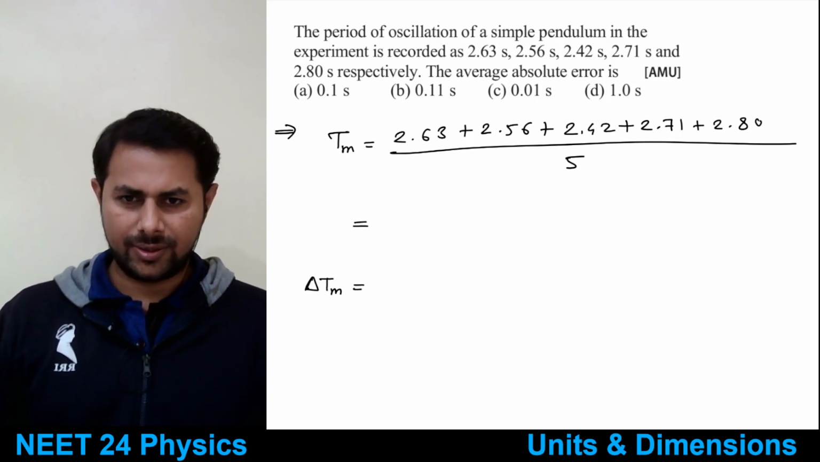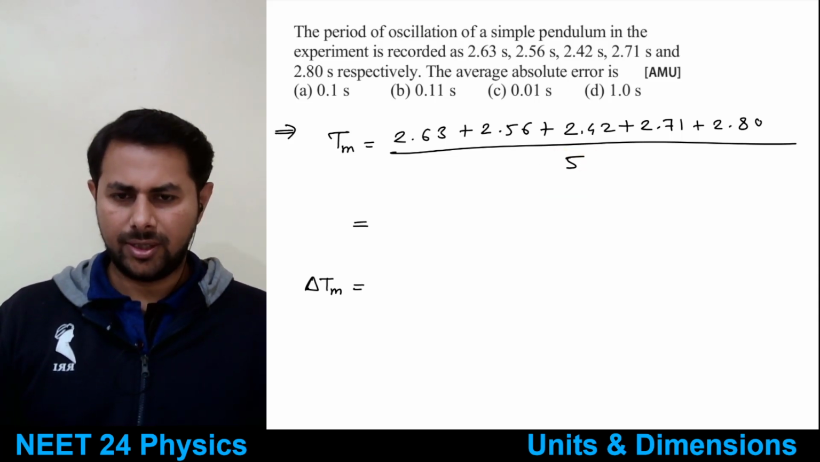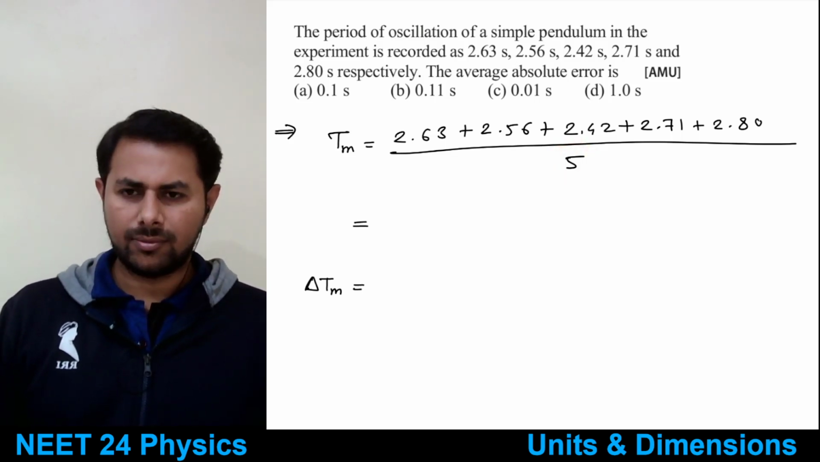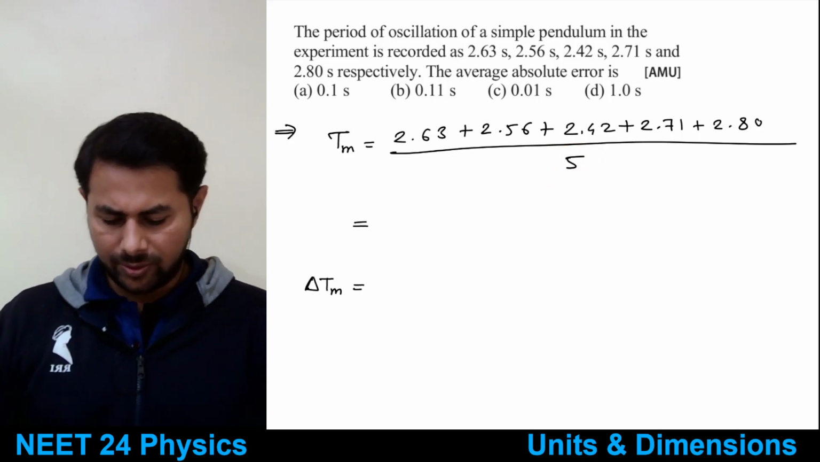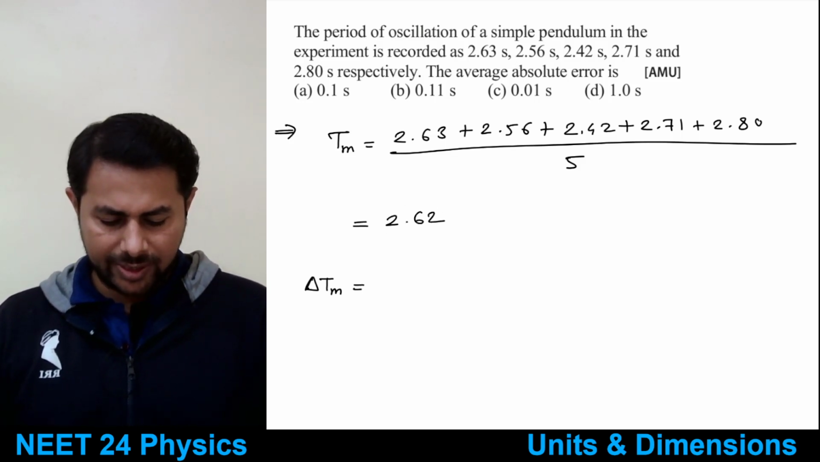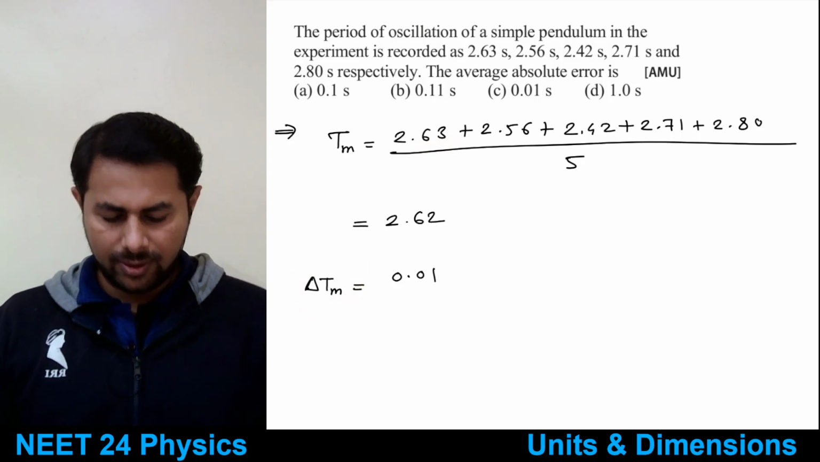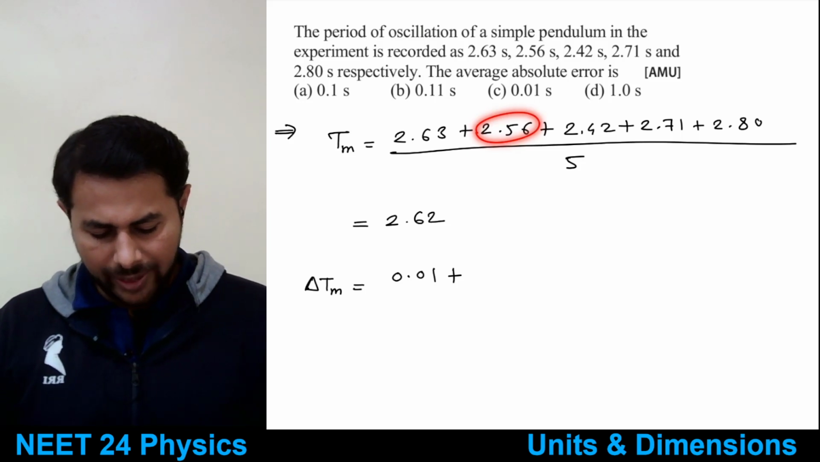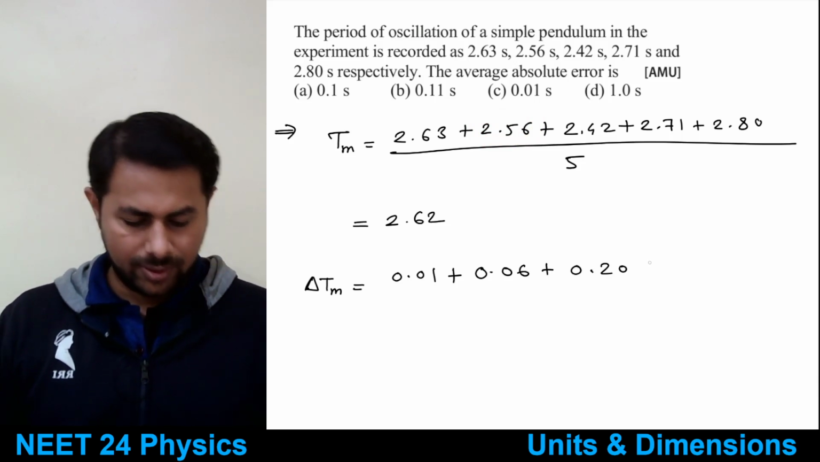$13.12, that's addition. Divide that by 5. 13.72, divide that by 5, no? $2.624, okay? So that is 2.62 with significant digits, 2.62. So what is the error in the first one? 0.01, right? And we are taking absolute error now, plus the error in the second one is 0.06. The error in the third one is 0.20, that's too much.